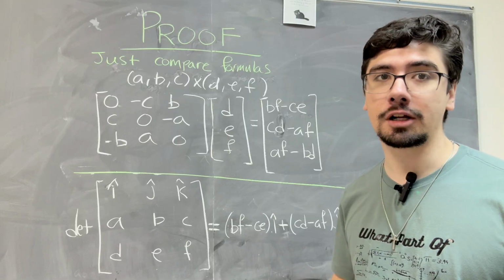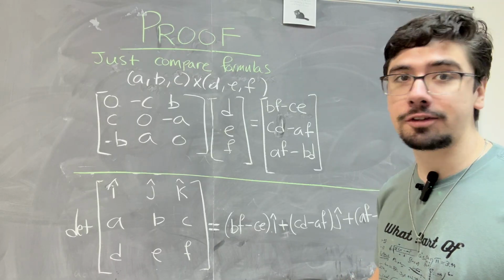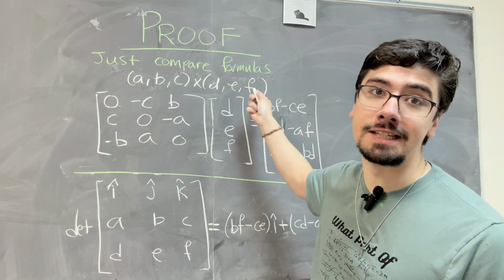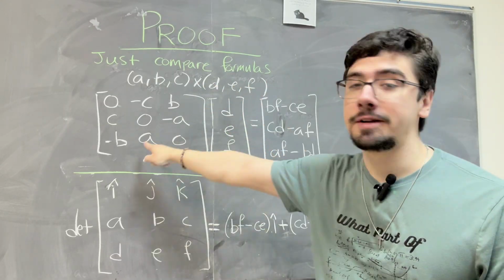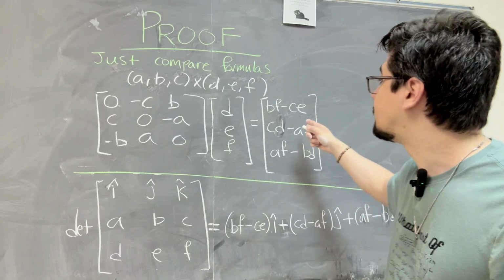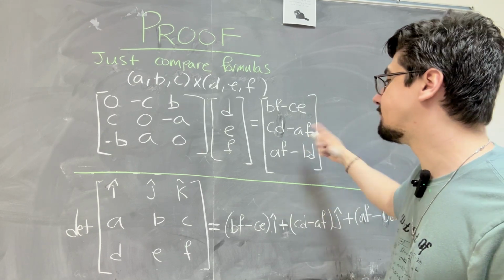The proof is remarkably simple. All you have to do is write out the formulas. So if I have two arbitrary vectors, A, B, C, and I cross it with D, E, F, well, when I set up my matrix in this way, and then multiply it by D, E, F, this is what I get. B F minus C E, C D minus A F, and A E minus B D.